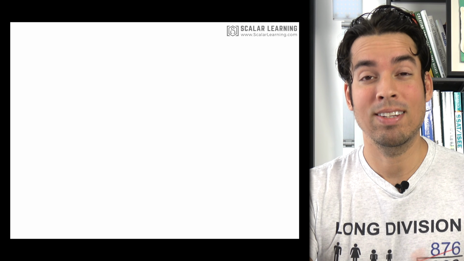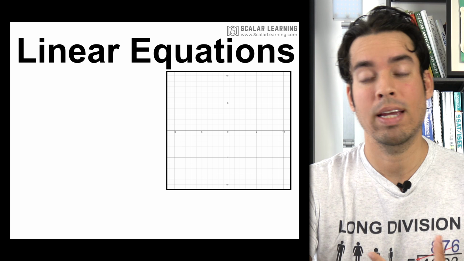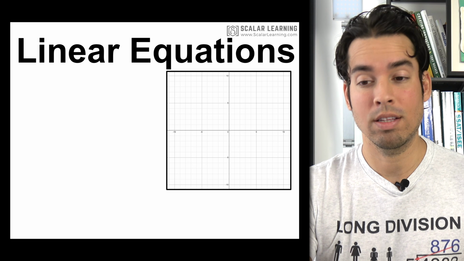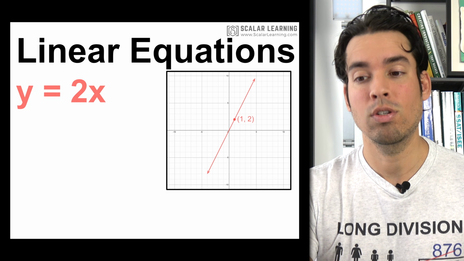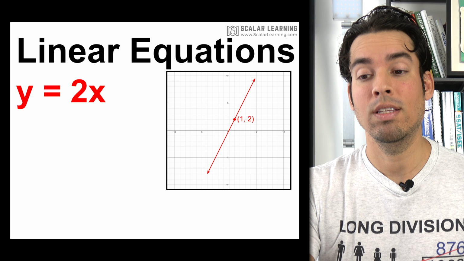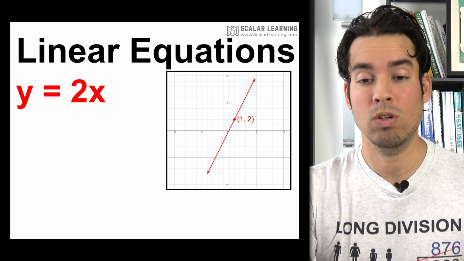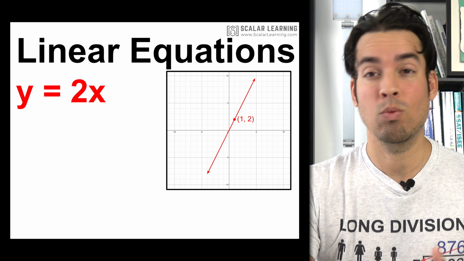Next, we're going to talk about linear equations, and a linear equation is simply an equation of a line. Here are a couple examples on this graph of linear equations in terms of their formulas and what they look like. Here's y equals 2x, a very basic linear equation, and you can see that point (1, 2) falls on the line, and that makes sense. If I plug in 1 for x, I'll get 2 for y.